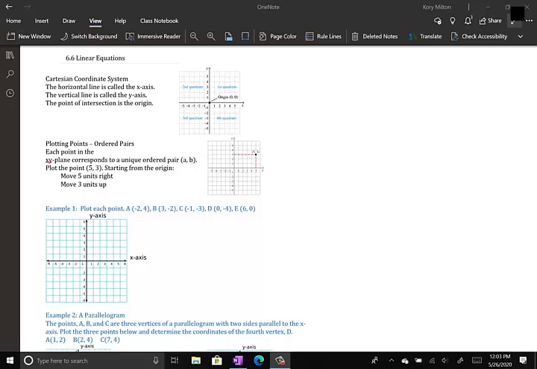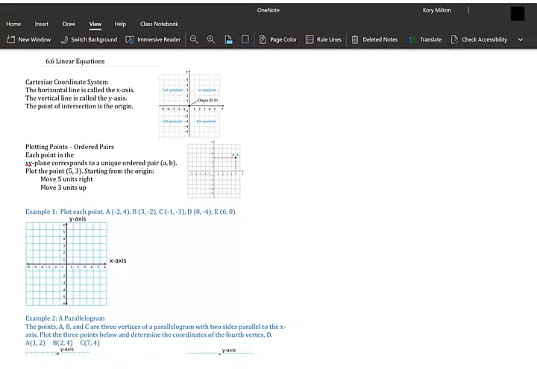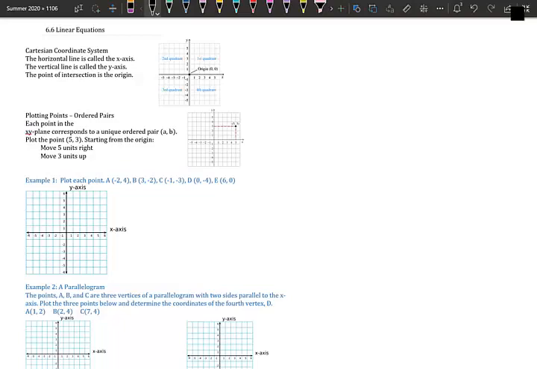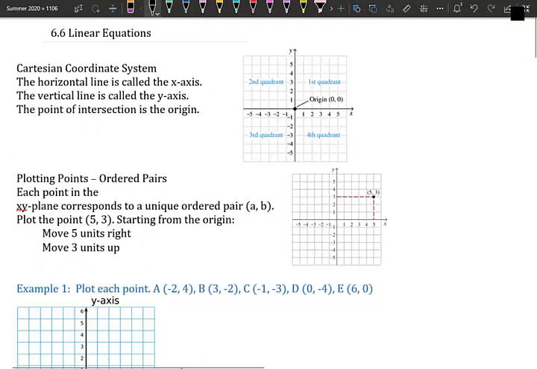6.6 linear equations. So this does have something to do with chapter 8, and when we get to example 2, I'll show you why. Alright, so linear equations. The Cartesian coordinate system. The horizontal line is called the x-axis. The vertical line is called the y-axis.